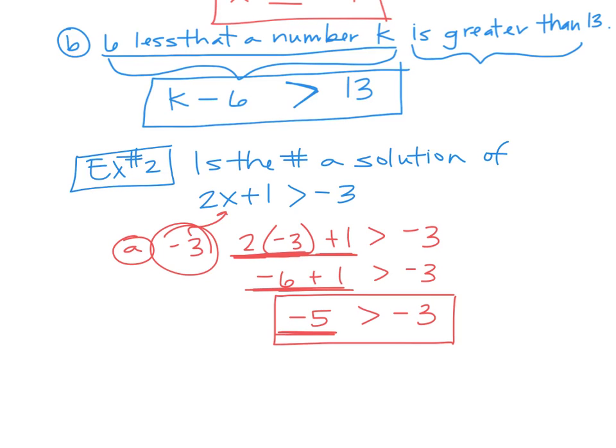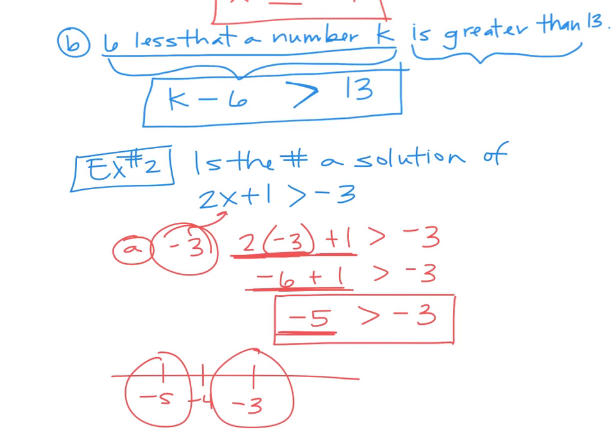Is that true? No, right? If you think about a number line, negative 5 would be here. This would be negative 4. This would be negative 3. This is smaller than negative 3, right? So when they say, is it a solution? We would say, no, this is not a solution. It doesn't work out, okay?